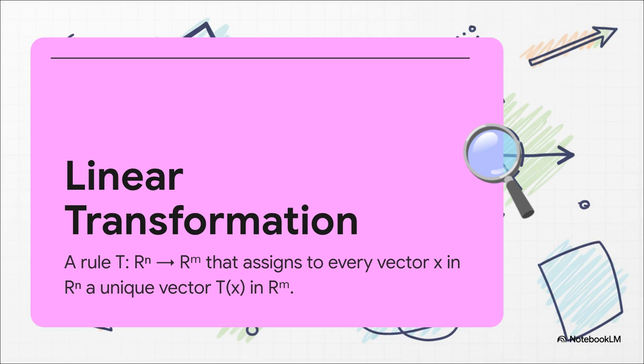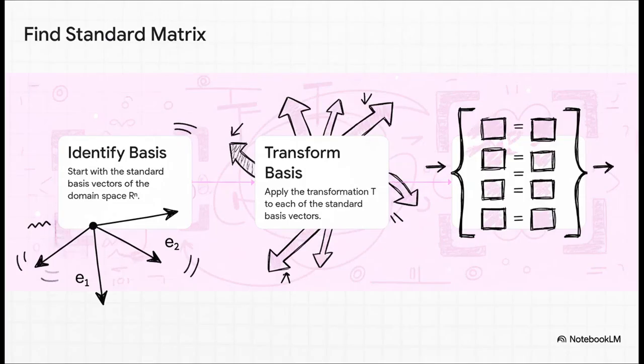Imagine you have a matrix that represents rotate everything 90 degrees. You feed it a vector, and out comes that same vector, rotated. And the coolest part is that basically any of these nice geometric actions, rotations, reflections, stretches, you name it, can be perfectly captured by a matrix.